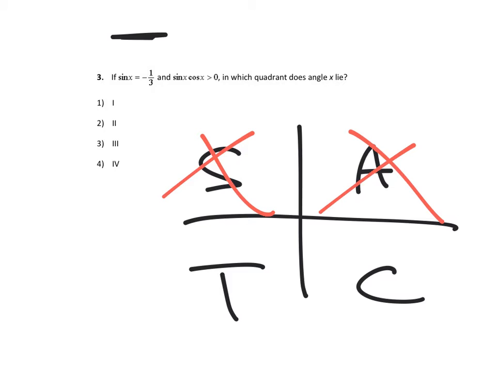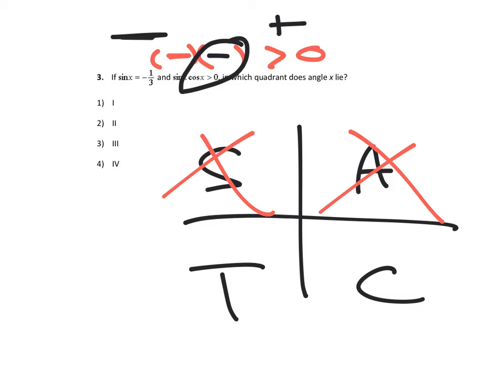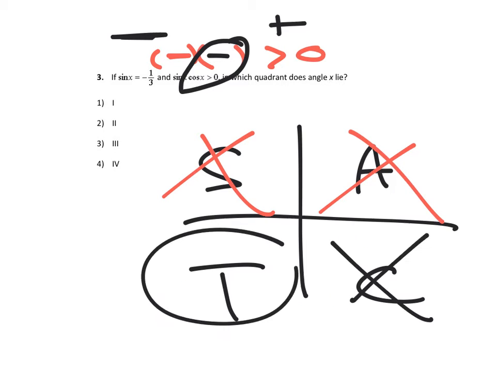Now, they're telling me a negative times somebody has to be greater than 0. Well, if it's greater than 0, I know my answer needs to be positive. So a negative times a what gets me a positive? A negative times a positive or a negative times a negative? Clearly a negative times a negative. So I need that cosine value to be negative. So out of the two remaining, remember cosine's positive here, and I need it to be negative, so I'm going to go again with quadrant 3.